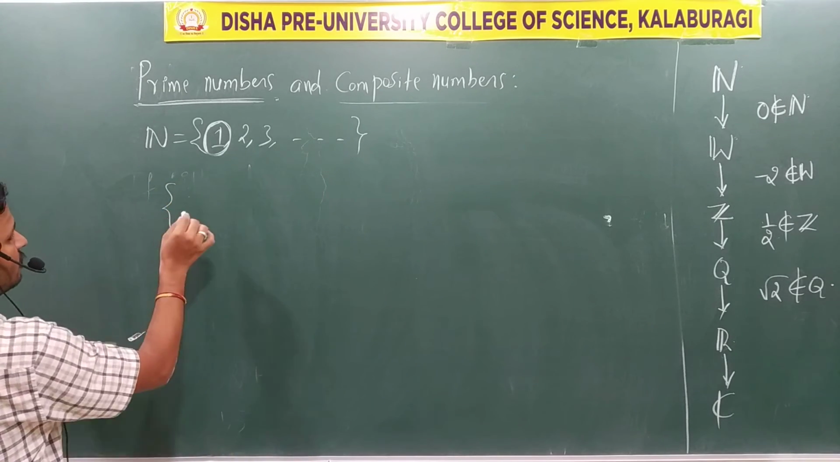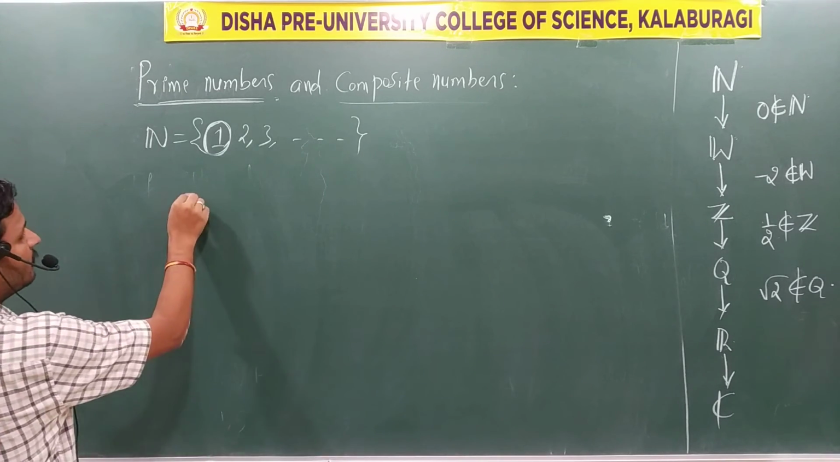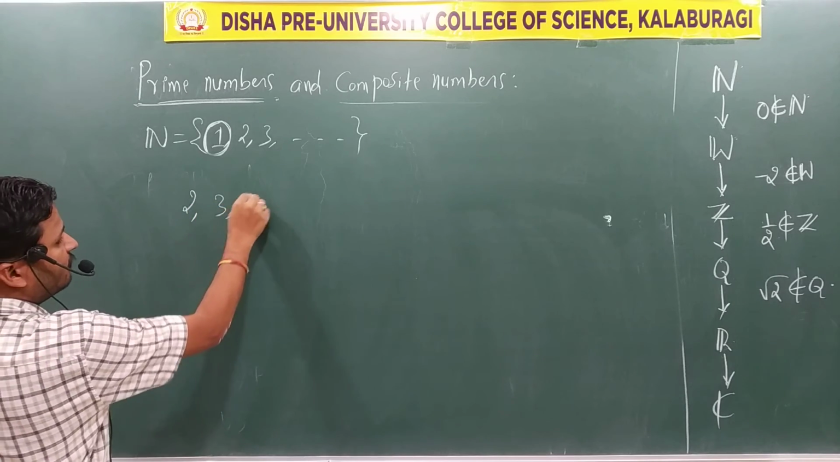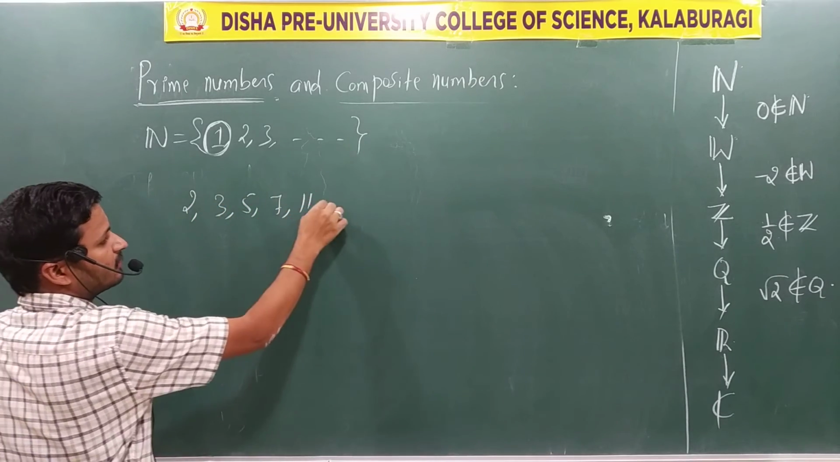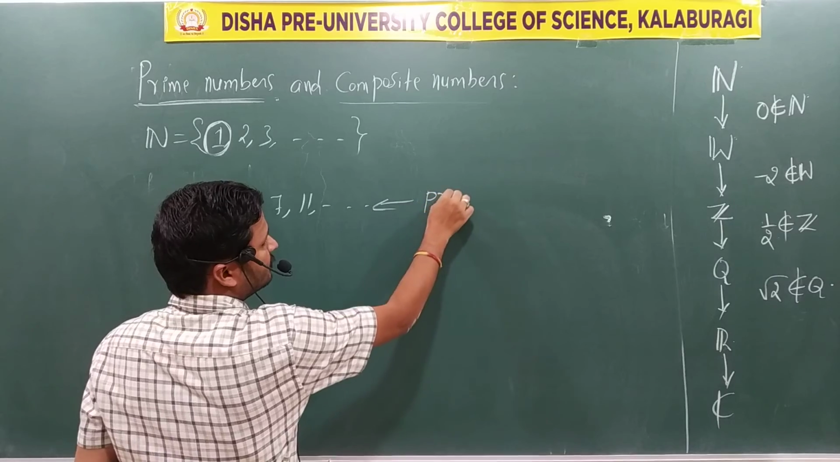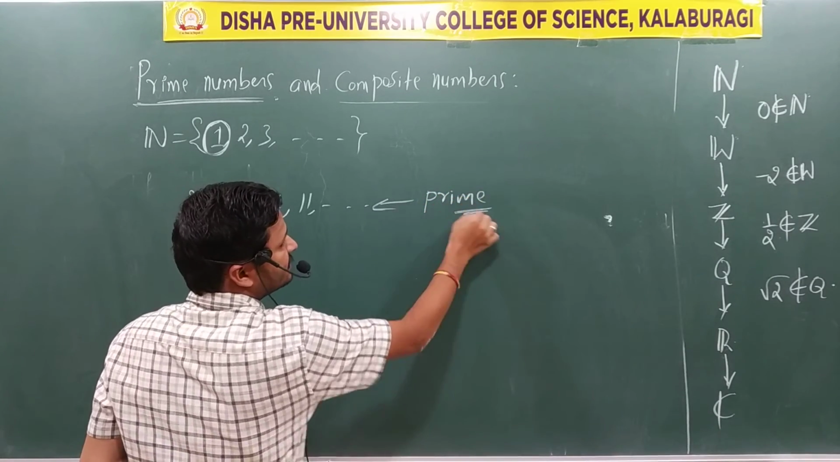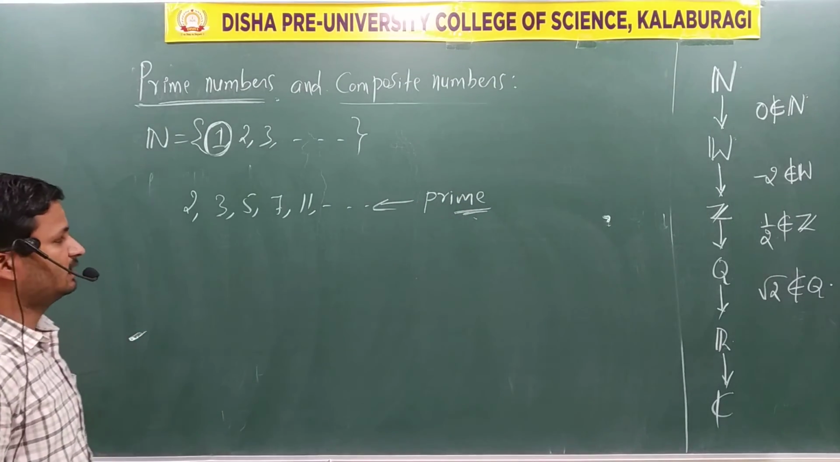So, 2, 3, 5, 7, 11. These are all prime numbers because their divisors are 1 and itself only.